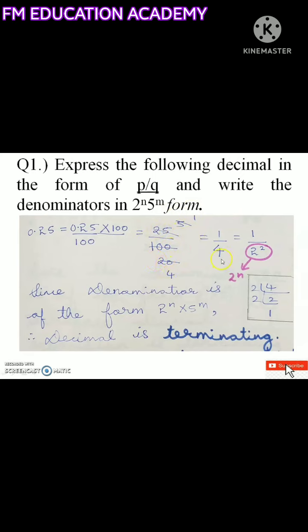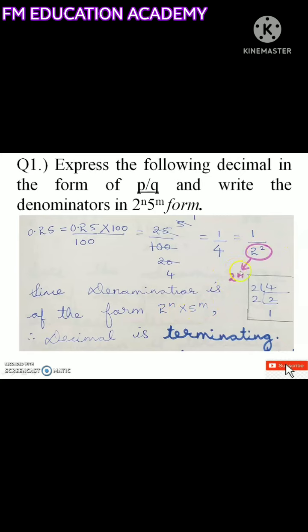But what is our theorem? Our theorem states that the denominator q should be of the form 2 power n into 5 power m if it is a terminating decimal expansion. And also in the question it is telling me to write in the form of 2 power n into 5 power m. So if I expand this 4 in prime factorization, 2 2s are 4, I'm getting 2 square. So the denominator can be written as 2 square. Now this 2 square can be compared to 2 power n into 5 power m form. This is 2 power n.